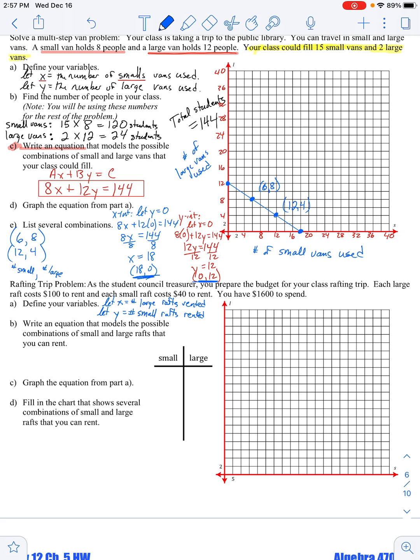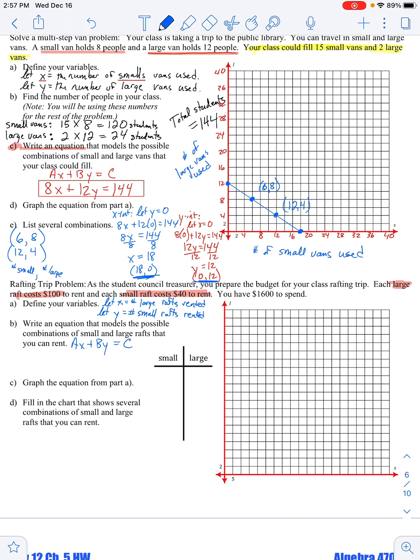So again, we're going to be asked to write an equation that is going to model the possible combinations of small rafts and large rafts that you are able to rent. And as we read the top here, we need to recognize that we have a raft that costs $100 for a large one. So that's $100 per large raft. And a small raft is going to cost $40 per small raft. What we recognize here is, once again, they are giving us two rates. When we have two rates, we're going to be able to set this up in standard form.